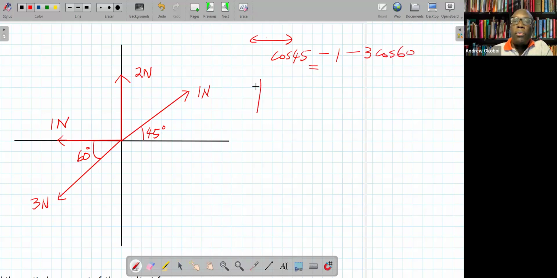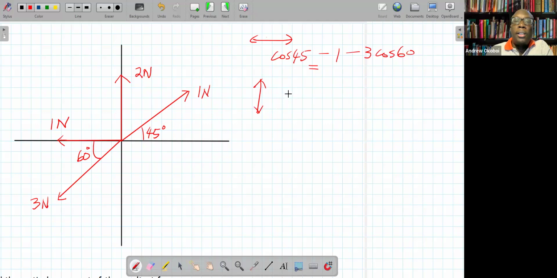Now for the vertical one, this one here has no vertical component, so we'll not include it. So it will be this one and that one, which will be included. And so I'll start with the 1 Newton.